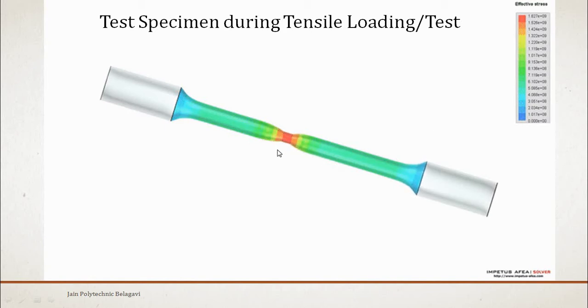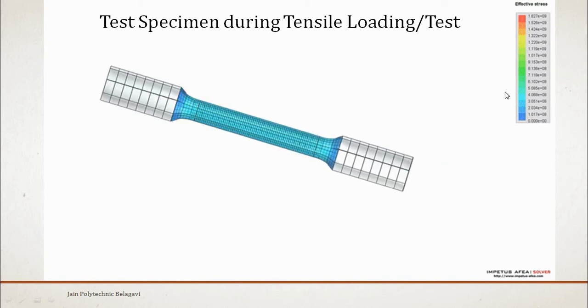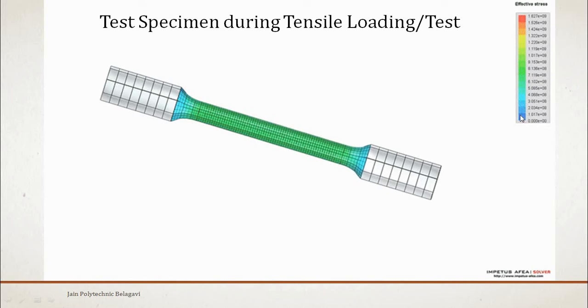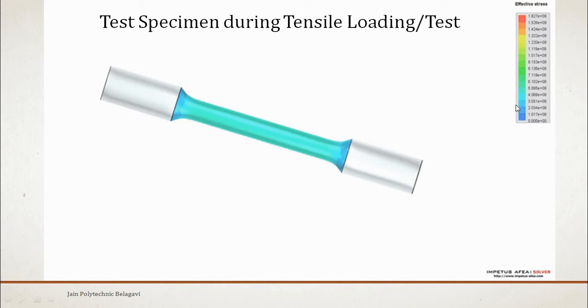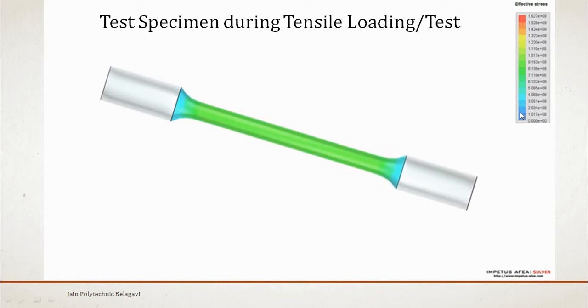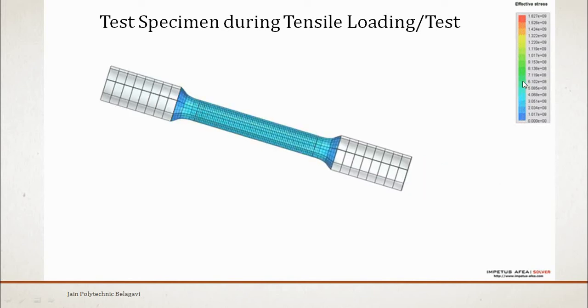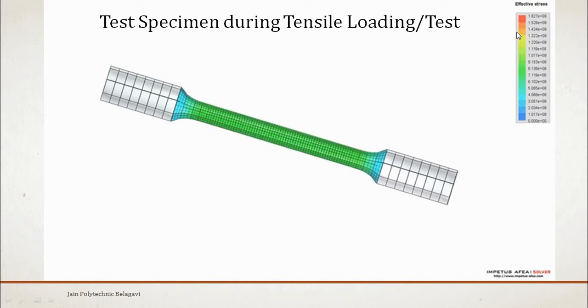Before going to the specimen, we will understand this graph, or the legends, for the variation in stresses. The blue color at the bottom is low stress, or you can say zero stress. As the tensile load increases, the blue changes to sky blue, then green, then yellow, orange and red. It means the stress levels are increasing in the bar.